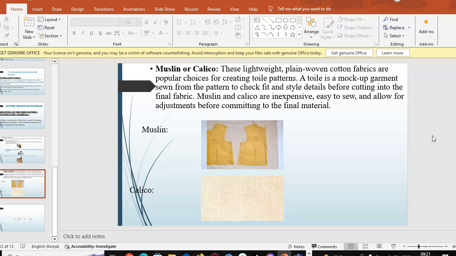For the assignment today, I'm going to check it in our next lesson. Please give more examples of the pattern construction tools and also their uses, and also draft a bodice block and cut out the pattern pieces, size 12, from Metric Pattern Cutting for Women's Wear, 6th edition, by Winifred Aldrich.